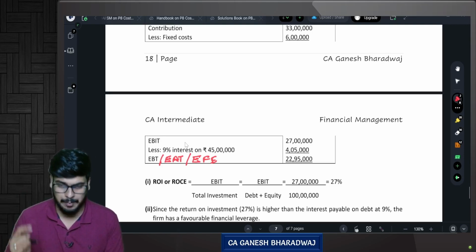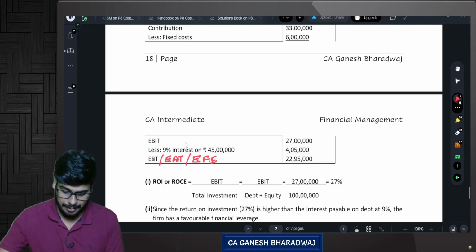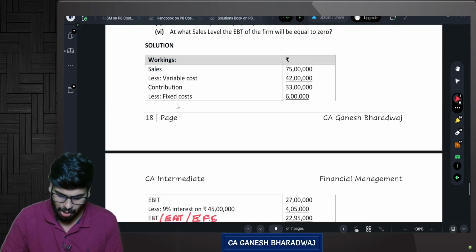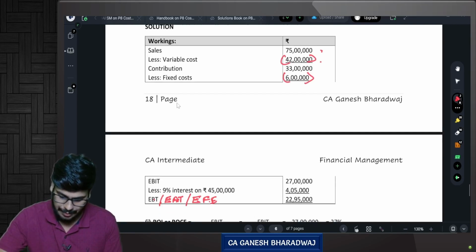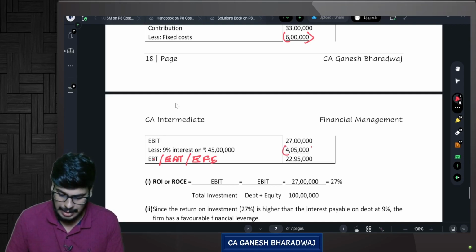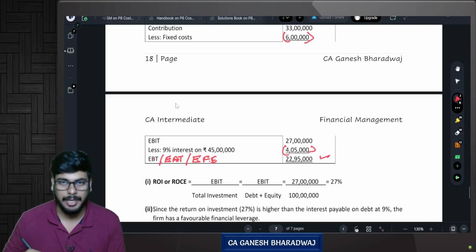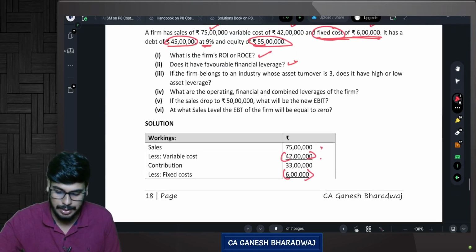Sir, how can we say this? Because no tax is there. So EBT is equal to EAT. Then no preference dividend is there. So EAT is equal to EFP. So everything is the same in this question. Are you clear with this? And all these data is given. There is no computation. This entire data is given in the question. So this interest alone is computable. So it's easy to compute. 9% on 45 lakhs. That gives you how much? 4,05,000. So overall, your EBT or EAT or EFP is going to be 22,95,000.